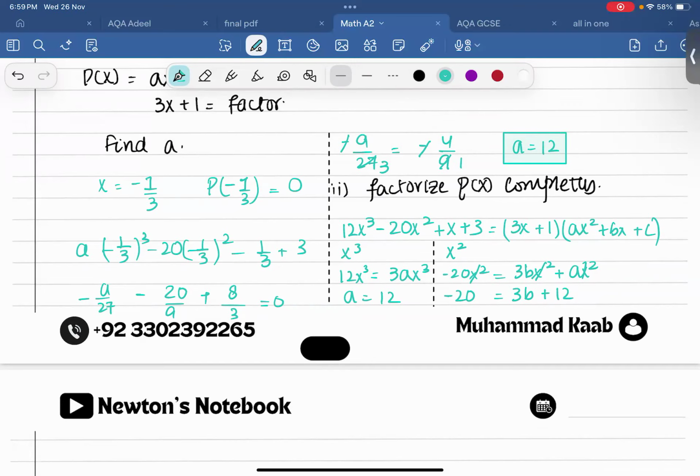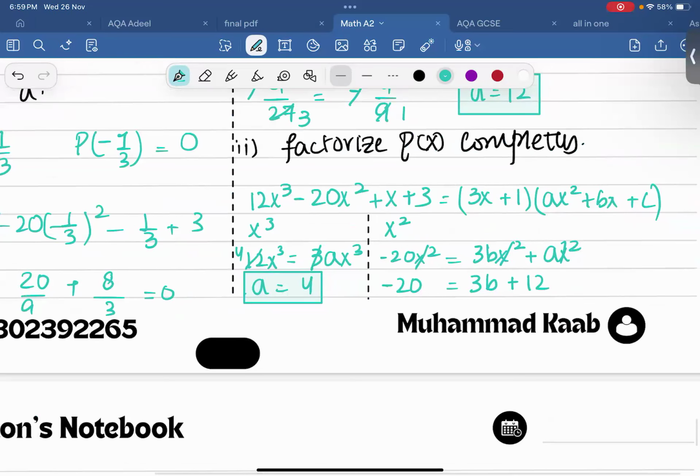A is 12, yes. Again, it should be minus 32. The second equation, 3b is equal to minus 32. But I calculated this one incorrectly. 3 ones are 3, 3 fours are 12, so this should be 4. This was my mistake.